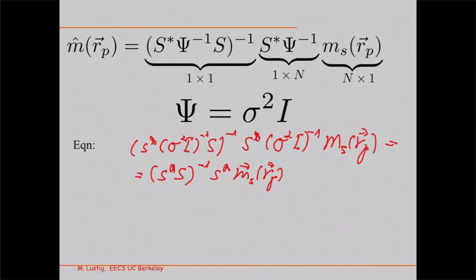Well, S conjugate S is really the sum of squares of the elements of whatever is inside S. So it's the sum over gamma of S_gamma at position R_P, of all the coils. It's basically the sum of squares of all the coils. Actually, a square needs to be here.